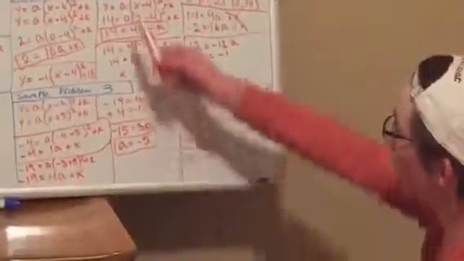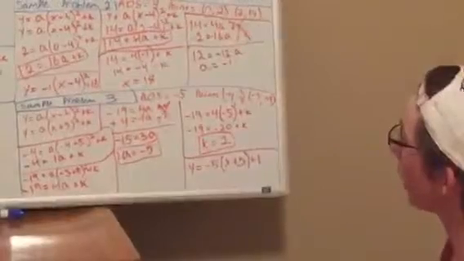Alright, so that was a look at how to do 3.5, writing equations using axis of symmetry and 2 points, using y equals a, x minus h, squared, plus k.